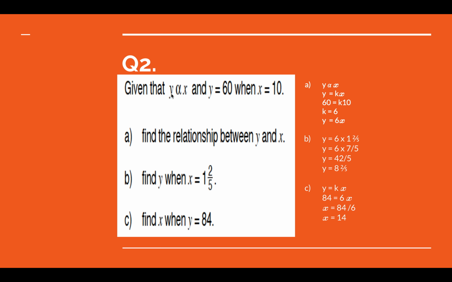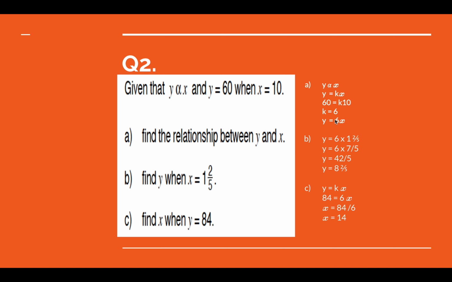Here we've got, given that y is directly proportional to x and y is 60 when x is 10. Well, we get to write that down here. Y is directly proportional to x, which means that y is equal to kx, because in order to get y, we would have multiplied x by this constant k. So we put our numbers here, 60 and 10, and then we get to find our k first. So dividing both sides by 10, we get k is equal to 6. And then to answer our question for part A, find the relationship between y and x, well, y is equal to 6x.